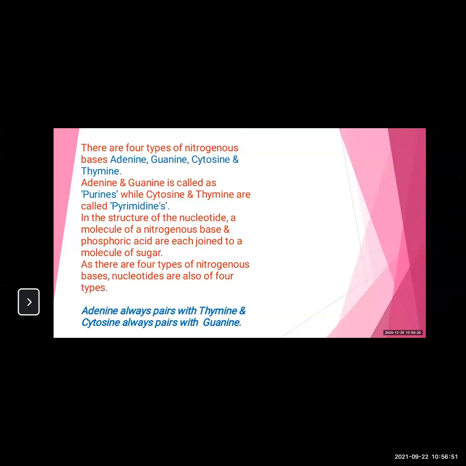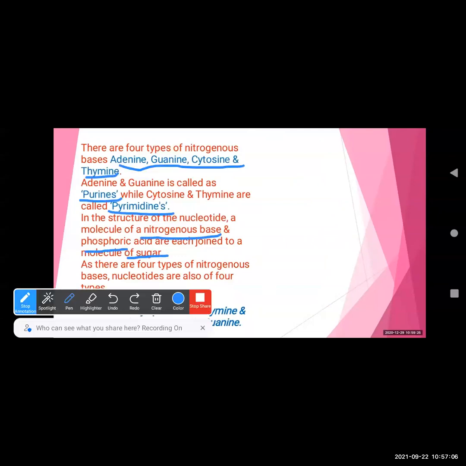And always you should remember, when you're showing the combination of the nitrogenous bases, adenine always pairs with thymine and cytosine always pairs with guanine. That is ATGC. So always adenine combines with thymine and guanine will combine with cytosine. ATGC pairing is there. And when these nucleotides are paired, for example, now let us see another example.